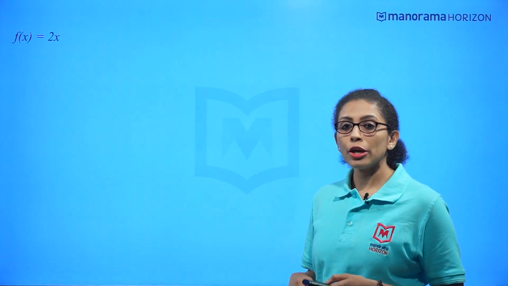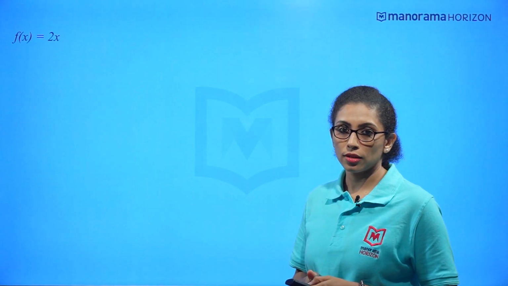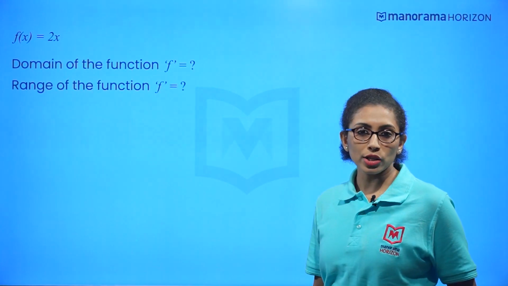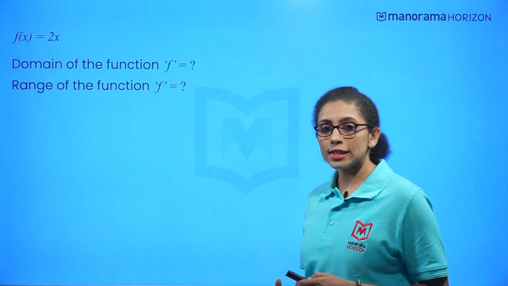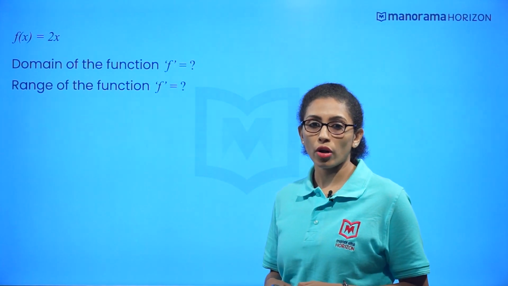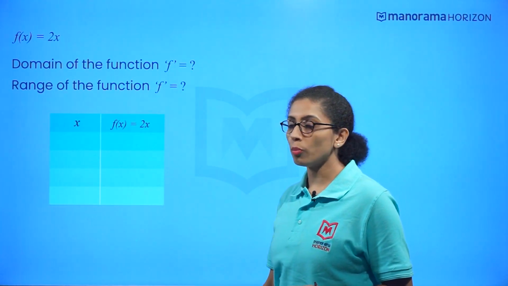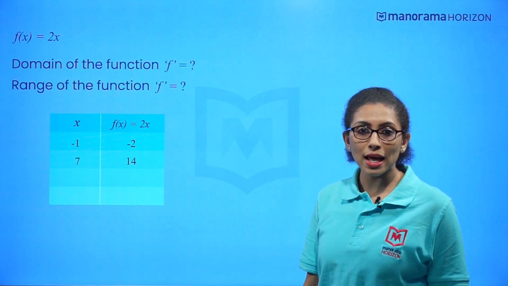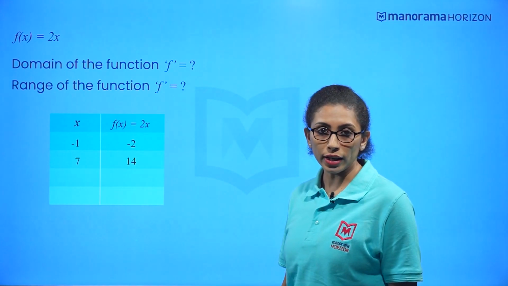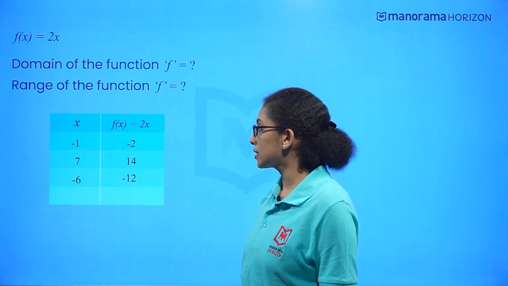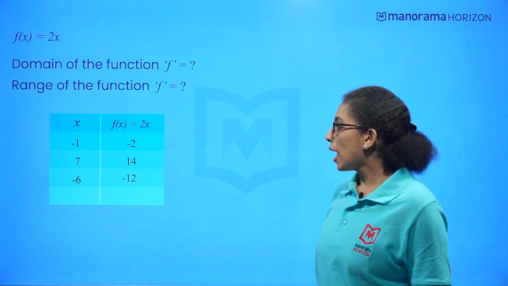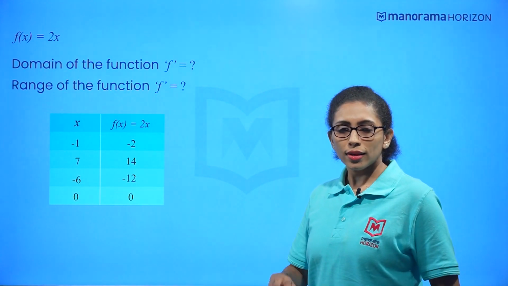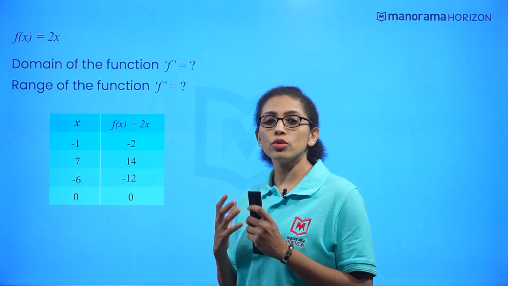Consider the example, if f of x is equal to 2x, find the domain of the function f, find the range of the function f. So let's see f of x for some values of x. For value x is equal to minus 1, f of x is equal to minus 2. When x is equal to 7, f of x value is 14. When the value of x is equal to minus 6, we get f of x as minus 12. And when x is equal to 0, we get f of x is equal to 2 into 0, which is 0. Thus we have seen we can use any real number values for x.